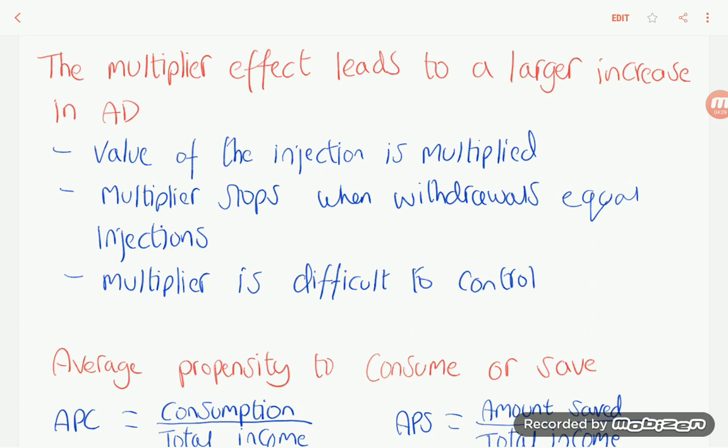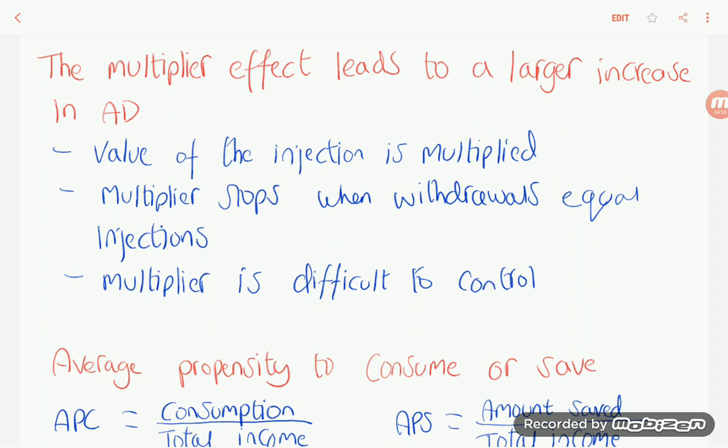The effect is that the AD curve shifts even further to the right, and the bigger the multiplier, the greater the shift. For example, if a government injects money into healthcare, the money might be used for wages. Some of this money would then be spent by consumers, which would increase consumption. This would cause a second increase in AD, and the cycle will continue until all the money from the initial injection is leaked out.